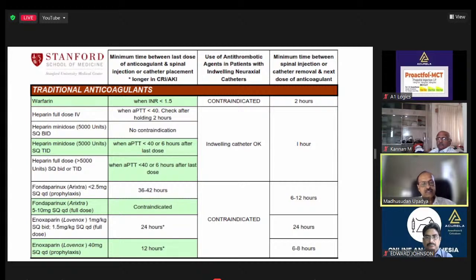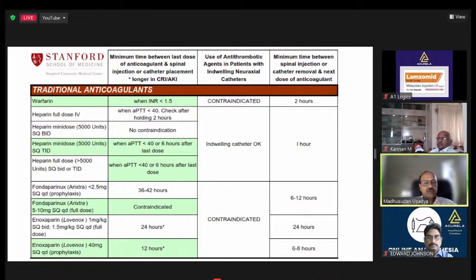And when the patient is on 5 to 10 milligrams of subcutaneous fondaparinux, which is the full dose, the regional technique is contraindicated. And enoxaparin 1 milligram per kg subcutaneous BD, you have to wait for 24 hours. And enoxaparin 40 milligram subcutaneous BD or QID, you have to wait for at least 12 hours before you attempt spinal injections or epidural. But you cannot have an indwelling epidural catheter when the patient is still on antithrombotics, or when the antithrombotics have been started.